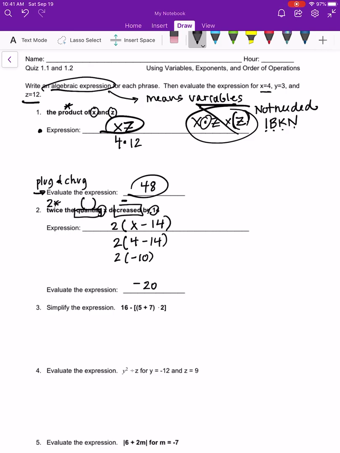Now, a few of you wrote this 2x minus 14 because you missed the whole quantity word. And I marked this part wrong. But if you solved this and did 2 times 4 minus 14, which would be 8 minus 14, which would be negative 6, even though you had this 2x minus 14, I gave you credit. I didn't mark it wrong because you did at least plug in and solve your equation correctly, even though you had the wrong equation.